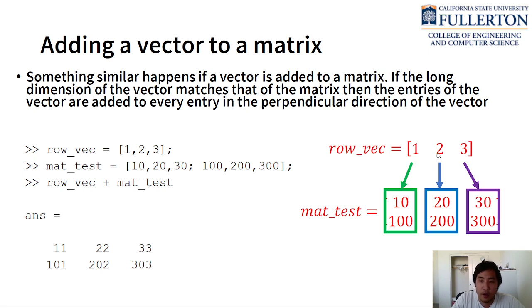If you have a row vector with 3 columns, so a length of 3, and you add it to a matrix which also has 3 columns, each entry of the vector is going to be added to the corresponding column. So 1 is going to be added to everything in this column right here. That's why we get 11 and 101. 2 is going to be added to every entry in the second column. That's why we get 22 and 202, and then so on for the last one. Again, this is fairly niche. I don't think you'll be using this very often, but if you do run into a case like this, this is what's happening under the hood.